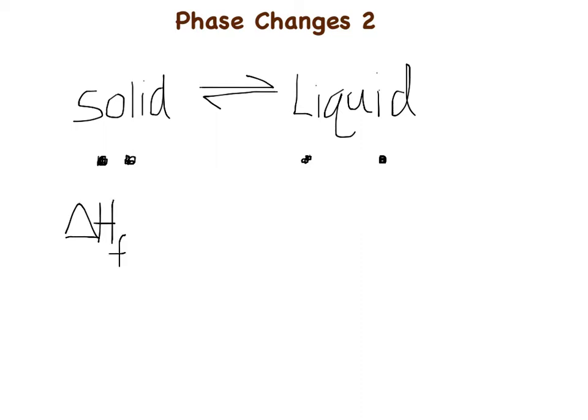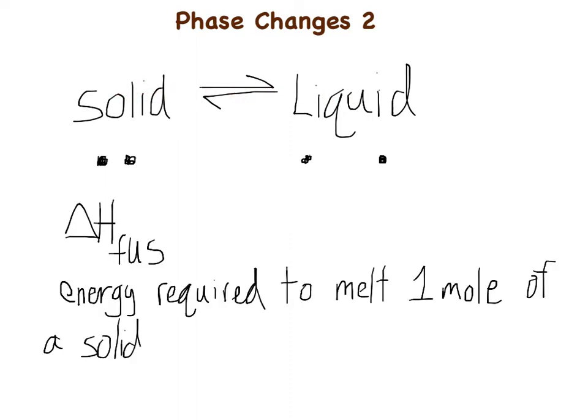There's something called the enthalpy of fusion, which is basically the energy it takes to take 1 mole of solid and turn it into a liquid. Okay, so I went ahead and wrote the definition out for you. The enthalpy of fusion, basically the same thing as enthalpy of vaporization, is the energy required to melt 1 mole of a solid and turn it into a liquid, and it's usually in kilojoules. So the units of this would be kilojoules per mole. Same thing with enthalpy of vaporization.